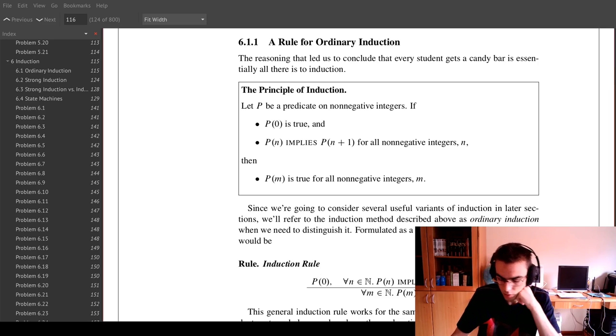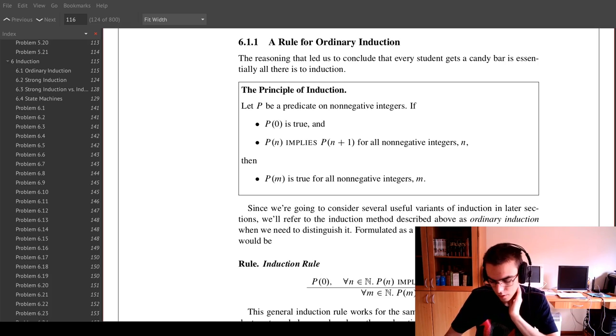In our example, we have here the rule number one, in which the student gets a candy bar, and we have ensured that if student zero was going to receive a candy bar, and you can say student zero receives a candy bar. Well, then the definition of student n is nothing more than a function f(n) equals true.